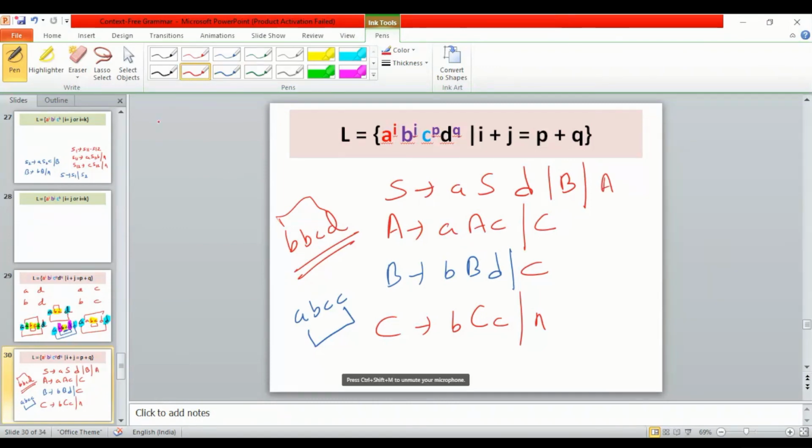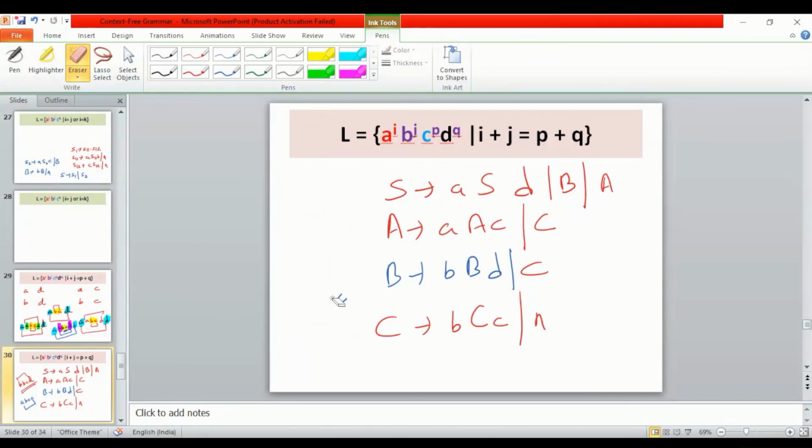So now, if you look at the final grammar, this will be the final grammar, right? Where S gives ASD or B or A. B and A are capital symbols here, non-terminals. Then A gives small a, capital SE or capital C. Capital B gives small b, capital B, small d or capital C. And capital C gives small b, capital C, small c.